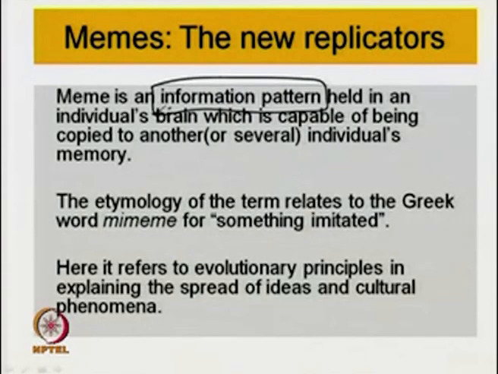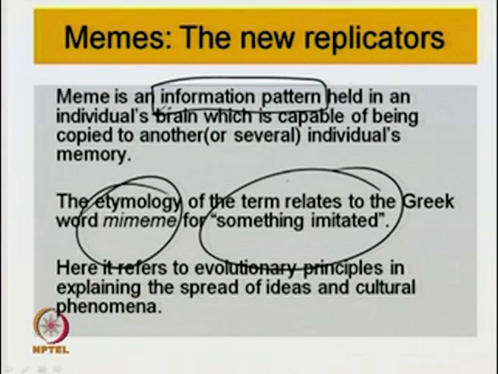So, meme, let us look at this slide. A meme is an information pattern held in an individual's brain, which is capable of being copied to another or several individuals' memory. The etymology of the word relates to the Greek word mimeme. This is important: it means something imitated. As I mentioned a while ago, the word memetics comes from meme. Meme is borrowed from the Greek word mimeme, which means something imitated.